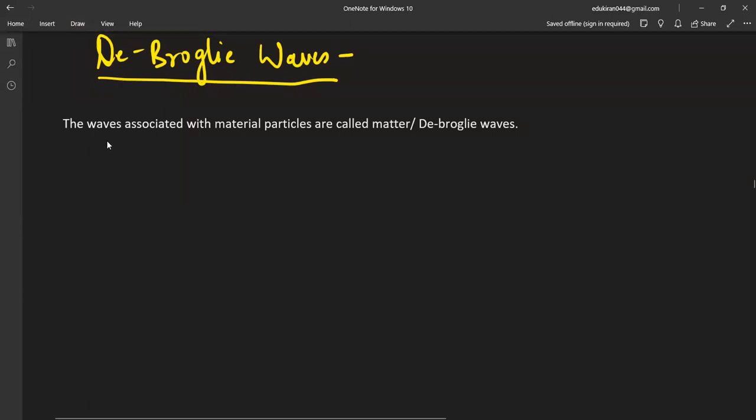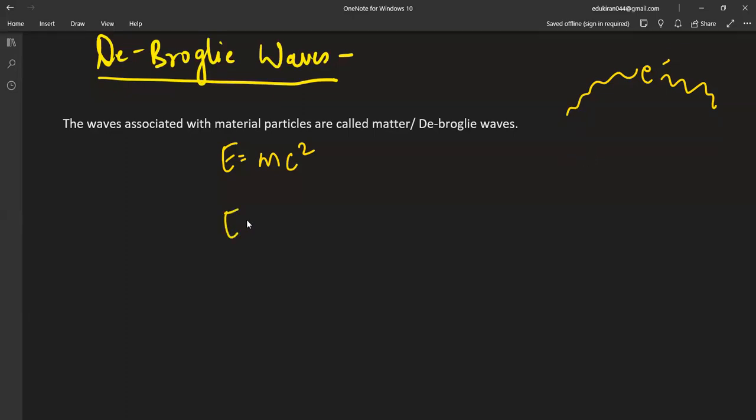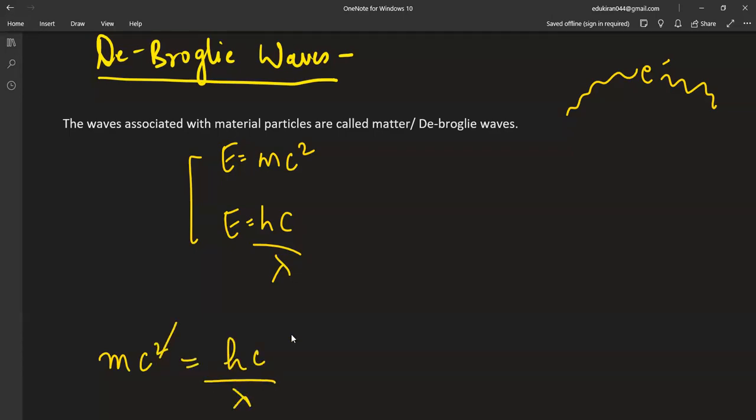So what is meant by this? Basically, what happens is that Einstein's equation, E is equal to mc square. I've mentioned this earlier. Waves associated with matter particles, as in when these electrons start emitting the wave behavior also, then we call them the de Broglie waves. So let's say E is equal to hc by lambda, we know. Let's equate both of these. So this is mc square is equal to hc by lambda. C will be cancelled. So lambda is equal to h by mv.